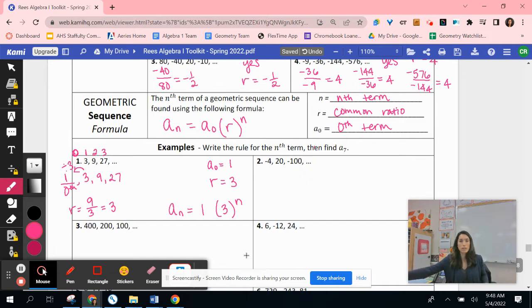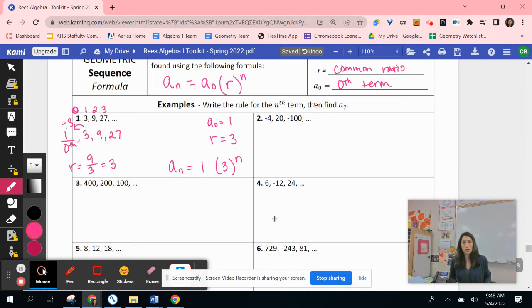Okay, let's look at our next question. We're going to find those two values. Oh wait, I'm sorry. We need to find one more thing here. We need to find our 7th term. So let's do A sub 7. You could find your 7th term just by continuing this list of numbers, okay? Also, A sub 7, we're just going to plug it into the equation. We have 1 times 3 to the power of 7.